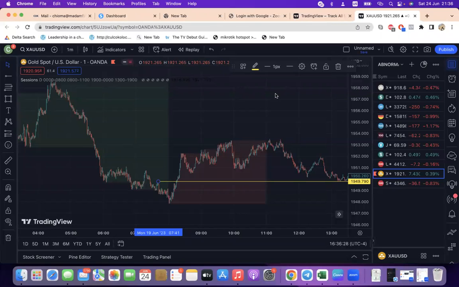Oh, yes, you can use your phone effectively. I use just my phone. And you can download TradingView on your phone as well. Thank you. Oh, you're all welcome.